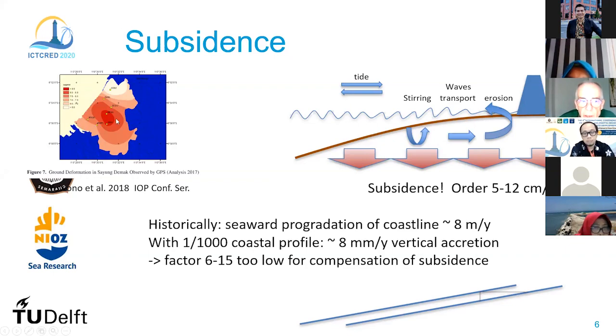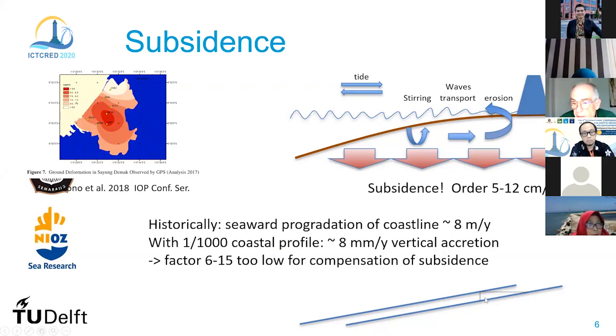But what we do know from publications, for instance, this one of Wong, but there are many more, is that the subsidence is somewhere in the order of 5 to 12 centimeters per year. Now, we know historically that there has been a seaward propagation of this coastline at a speed of approximately, on average, over the past centuries, 8 meters per year.